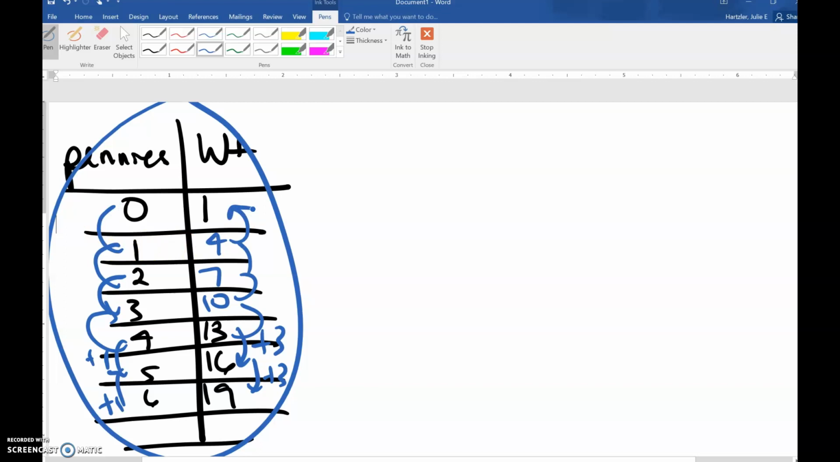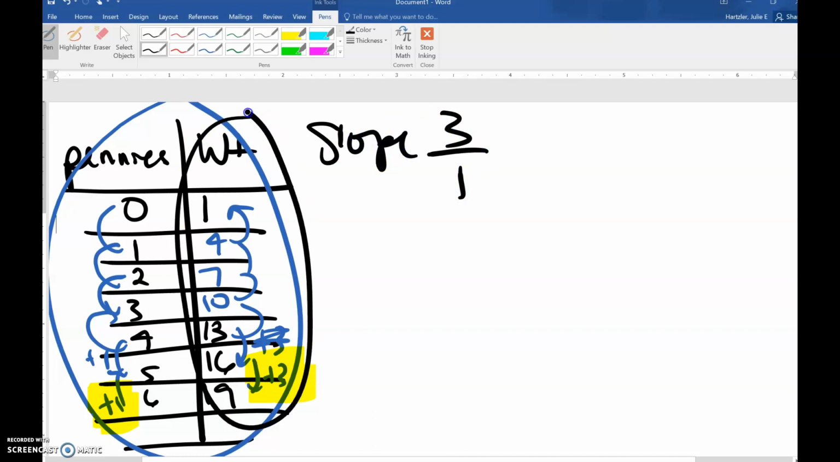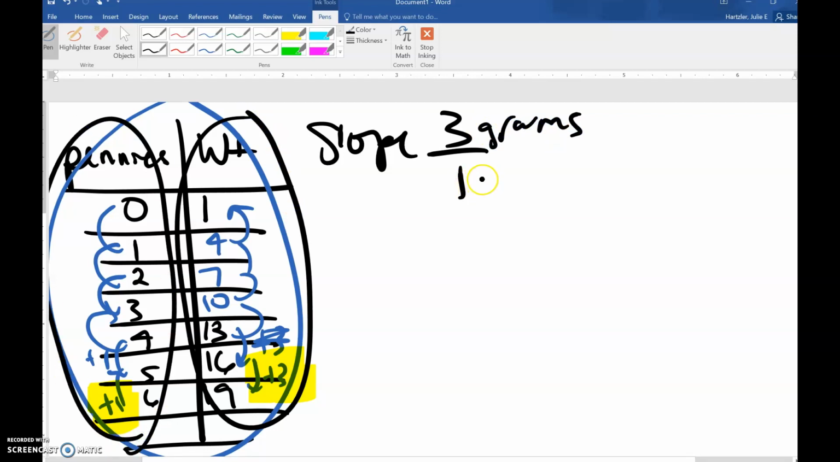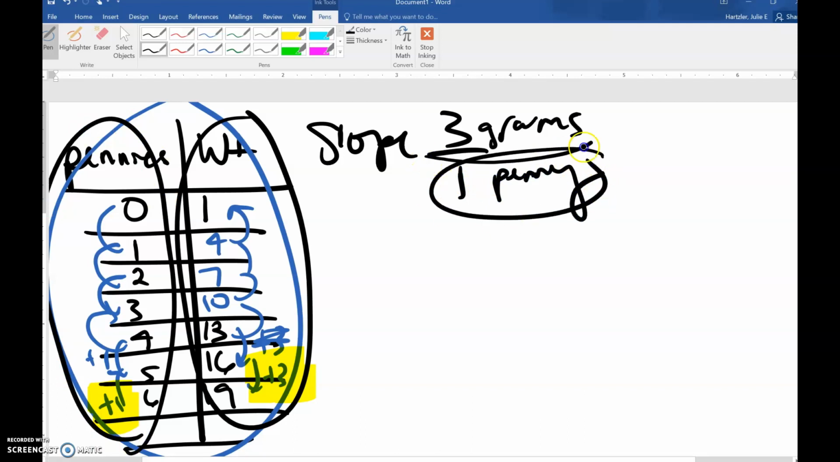So it says, what is a slope and what does it mean? Okay, so my slope is my rise over run. So it's going up by 3 all the time with a run of 1. So my slope is 3 over 1. Now, what does it mean? Well, my rise has what unit? Grams. So my 3, it's going up 3 grams. And what's this? This is the number of pennies. So this is per 1 penny. So what it means basically is that every penny weighs a gram. So for every penny I add, I get 3 grams of weight. So basically the slope is telling me every single penny weighs a gram.